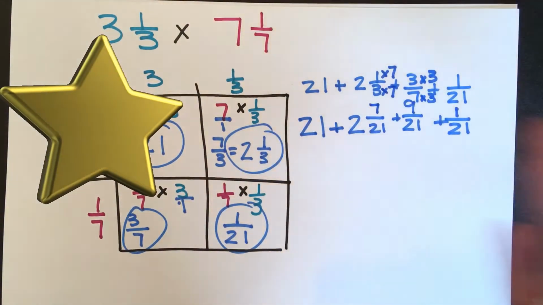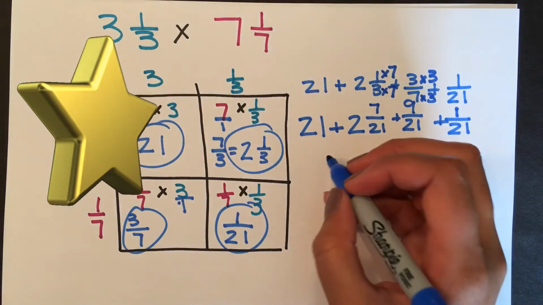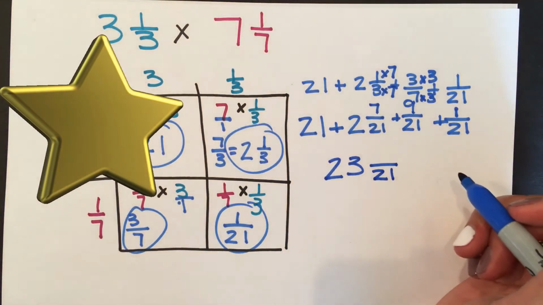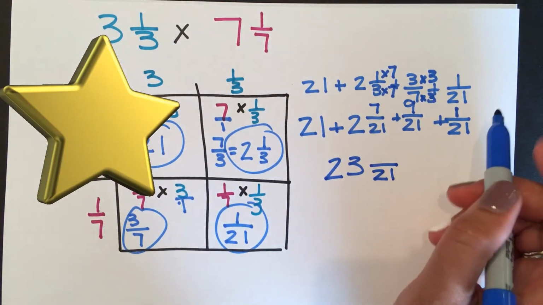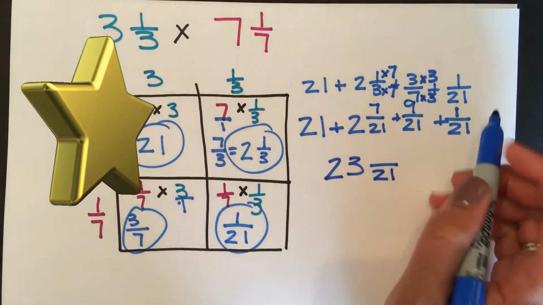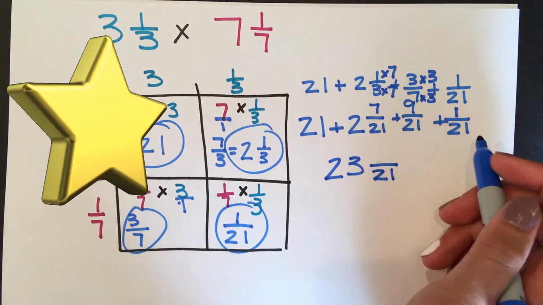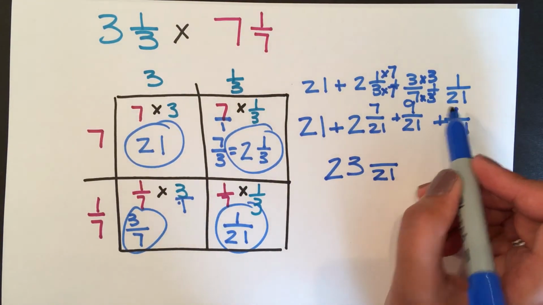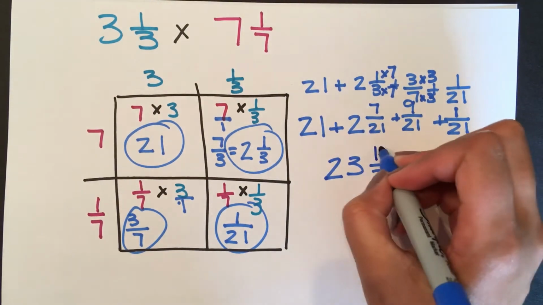Now we can add this. So we're going to add like terms. We're going to add our whole numbers, which is going to be 23. Then we're going to add our numerators over fractions, because one of our other golden rules is that we never add our denominator. So our denominator is not going to be 63. It's still going to be 21. So I'm going to go 9 plus 1 is 10 plus 7 is 17.